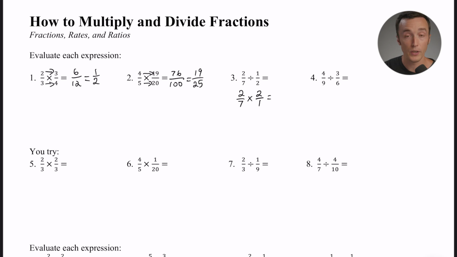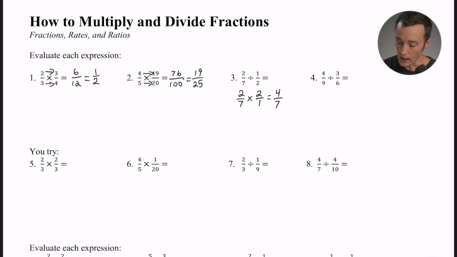Okay, so now we do just like we were doing before. 2 times 2 across the top is 4. 7 times 1 across the bottom is 7. 4/7 does not reduce, so we're done. Okay, let's try another one kind of like that.